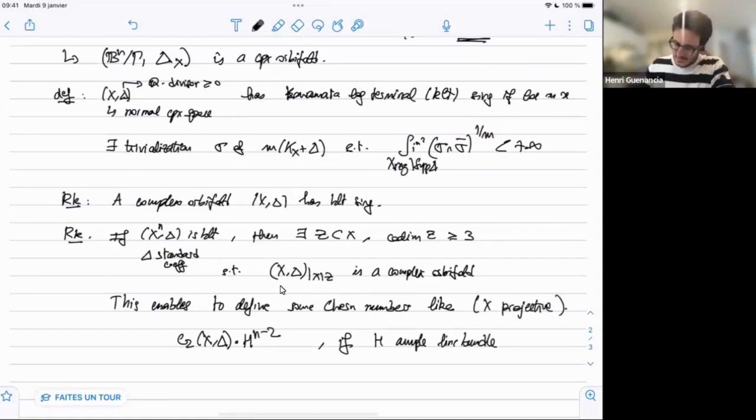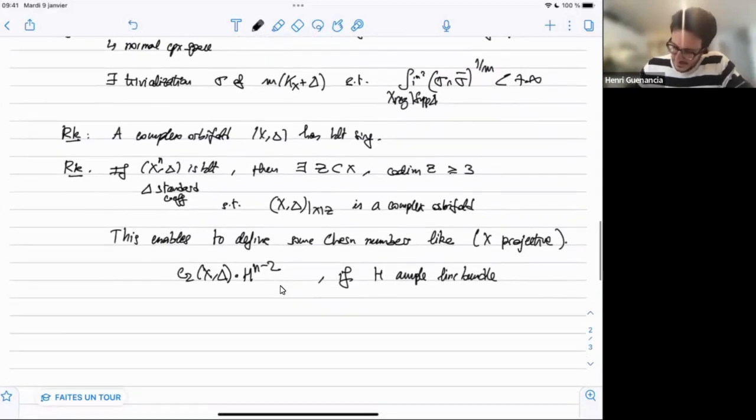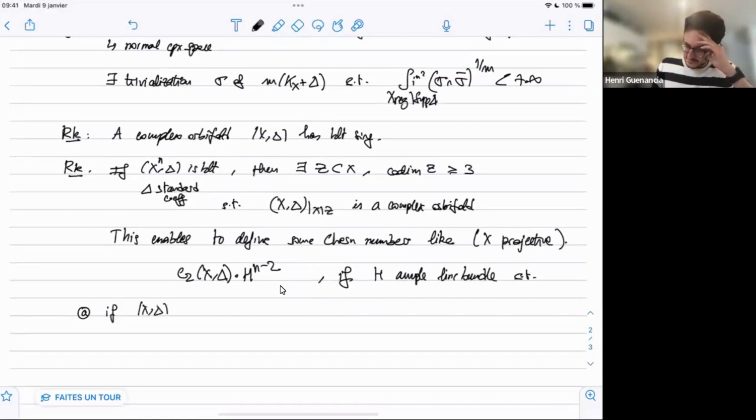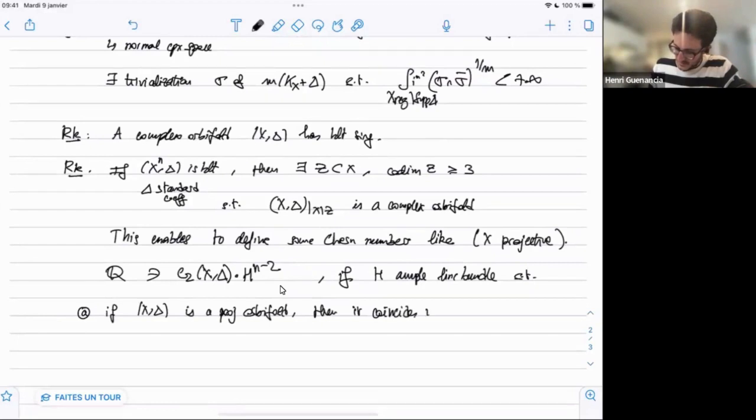Projective. In a way that a couple of the usual properties are satisfied. So the first one: this is a rational number. If X delta is a projective orbifold, then this just coincides with the usual orbifold Chern numbers. Okay, so that's good news.